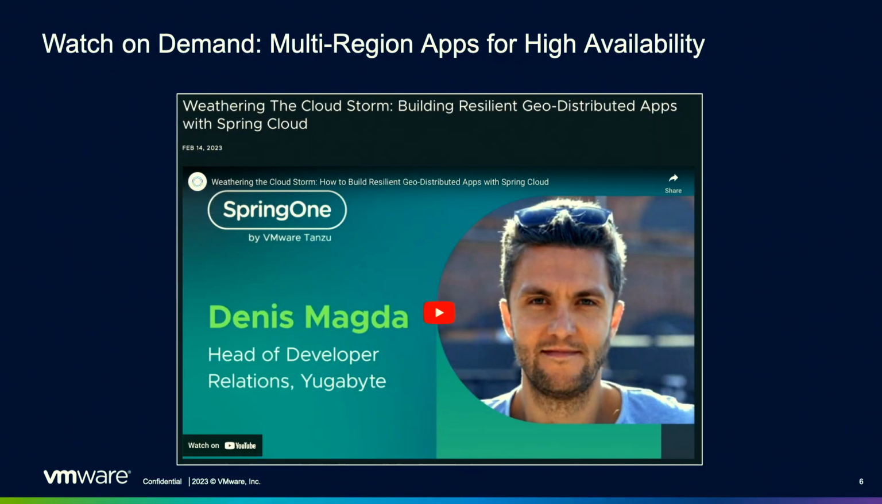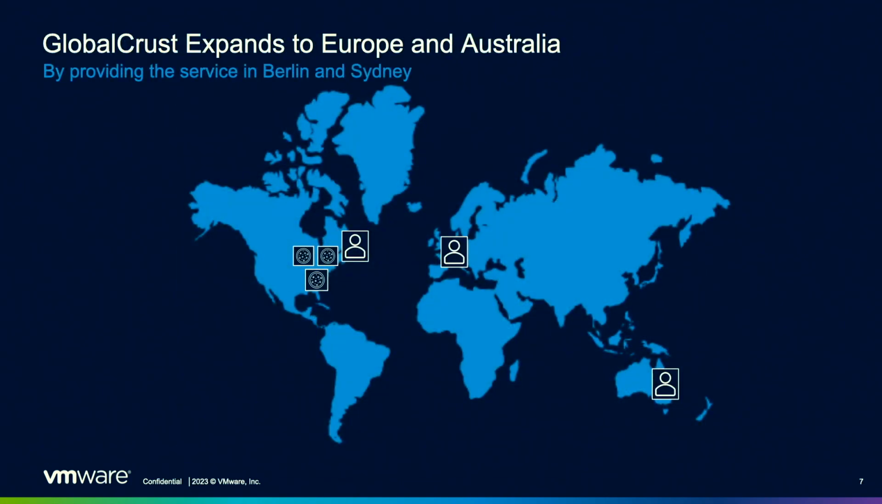If you're interested in why and how you build multi-region applications for high availability, check the recording from the previous Spring 1 session that was delivered online. It's available on demand. But right now, let's take this lesson. So right now, the application is running across 3 regions.